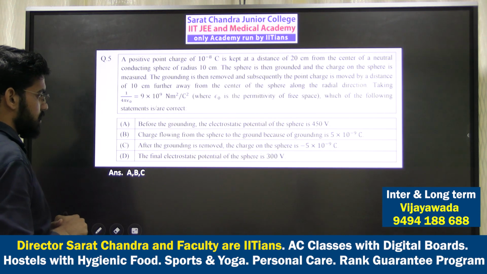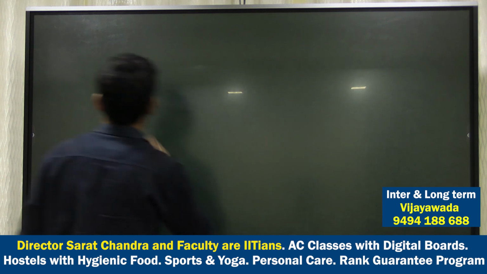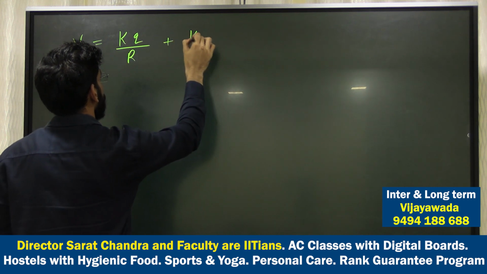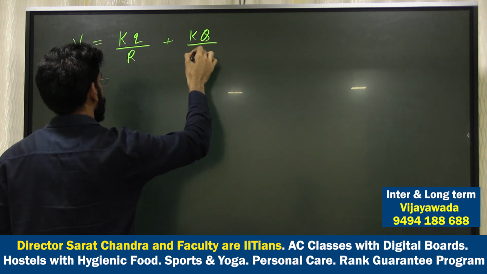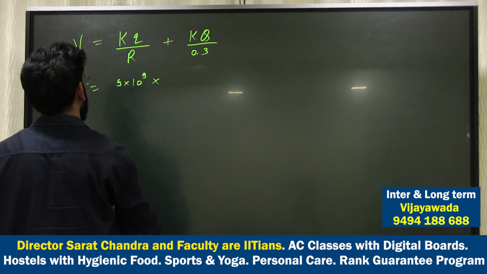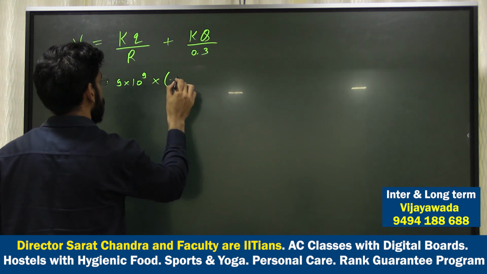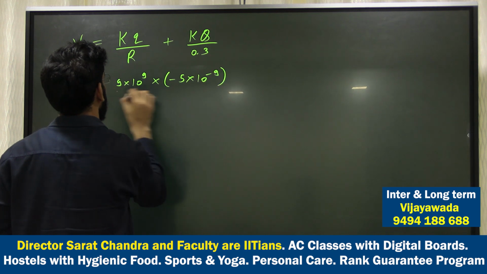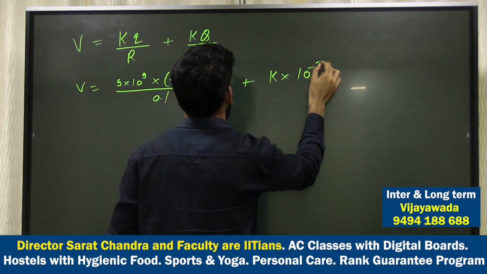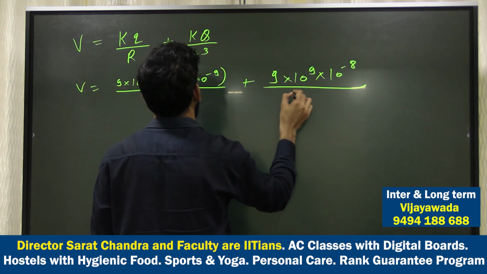D option, the final electrostatic potential of the sphere is. Final means the charge has moved away also, right? So if you want to write the final potential, I can say K small q by capital R plus K Q by, now it moved away, that means 0.3. So we put the values: 9 into 10 to the power 9 into q, which is now 5 into 10 to the power minus 9 but negative, so minus 5 into 10 to the power minus 9, divided by R, that is 0.1. Plus here K capital Q is 10 to the power minus 8, as always K value is 9 into 10 to the power 9, into 10 to the power minus 8 divided by R is 0.3.